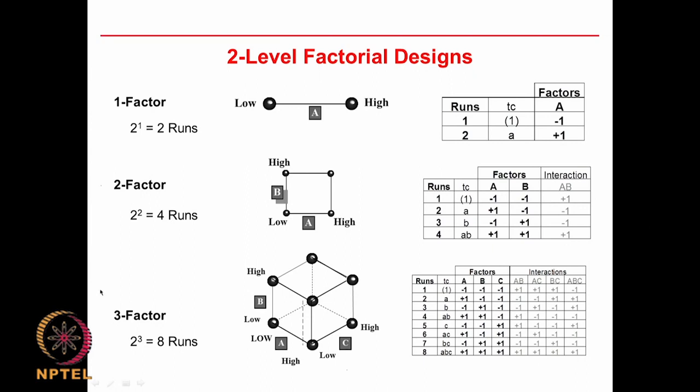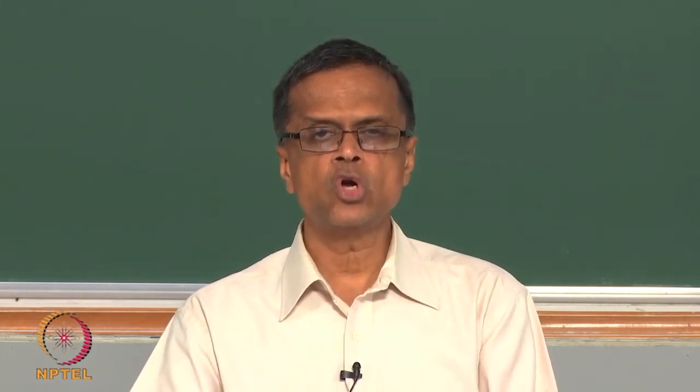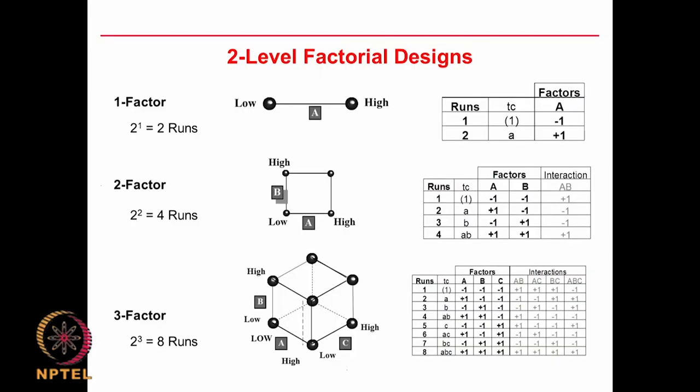Now, let us go to a 3-factor experiment. That means, I am looking at temperature, pH and dissolved oxygen amount on a product yield, for example. So, A, B, C. So, what will be the design?